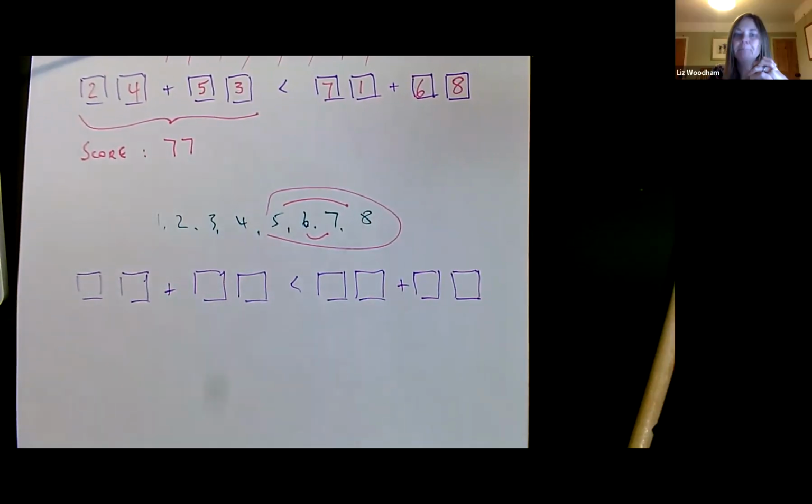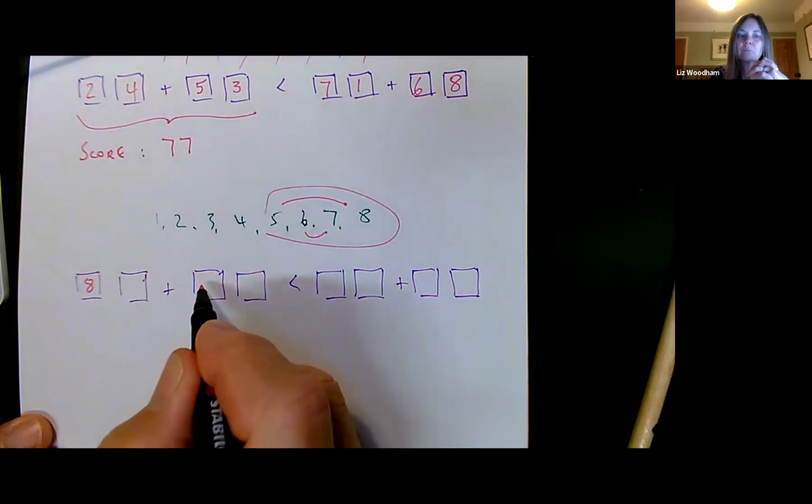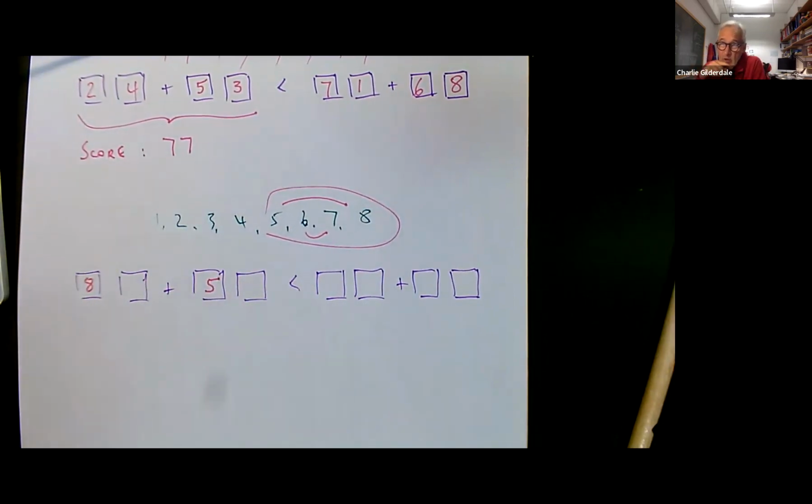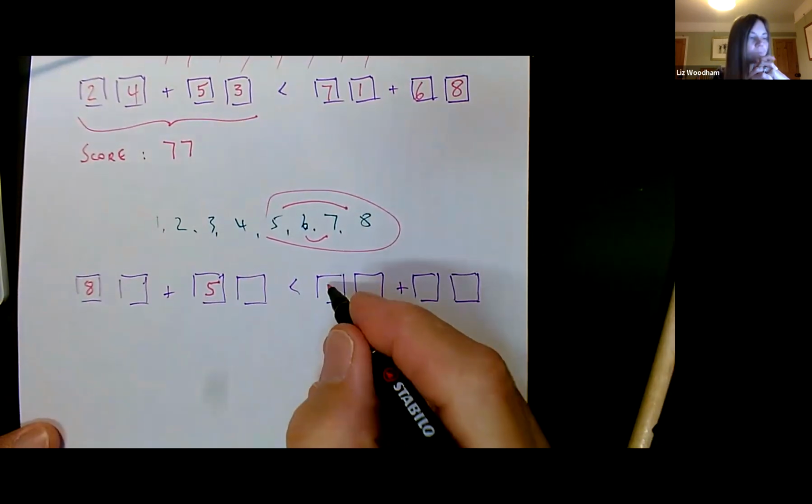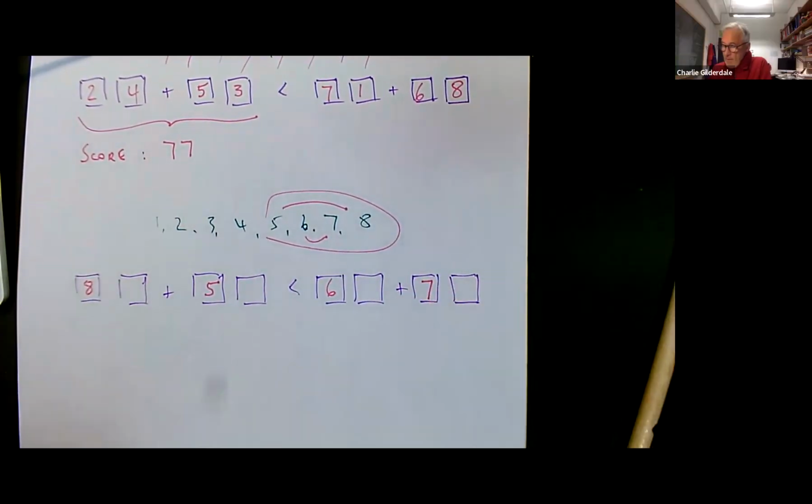So I can put, for example, the 8 and the 5 on the left-hand side. And notice that we couldn't put the 8 on the left-hand side last time, but this time we can. So I've got 80 and 50 on the left-hand side, which is 130. I've got 60 and 70 on the right-hand side, which is also 130. And now I need to make sure that the units on the right add up to a little bit more than the units on the left.